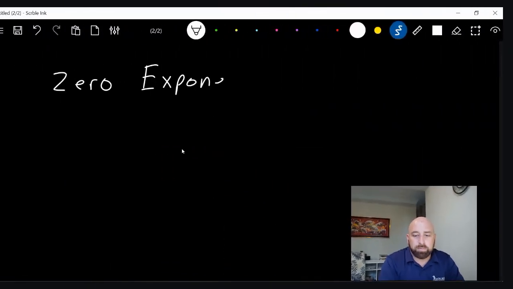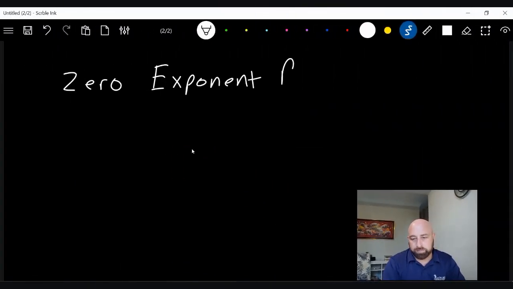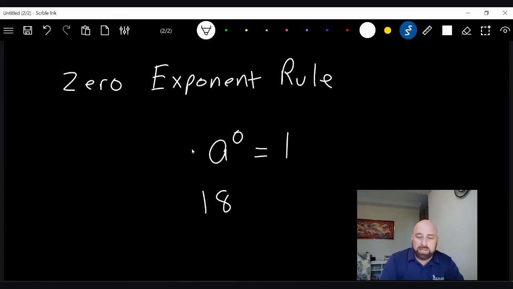And then the last one is the zero exponent rule. Unfortunately, I just kind of ruined this one because I just taught it to you in the step before. But anything to the 0 power always equals 1. 18 to the 0 power equals 1. A million to the 0 power equals 1. Anything to the 0 power always equals 1.